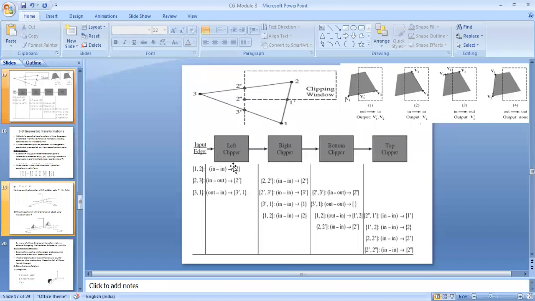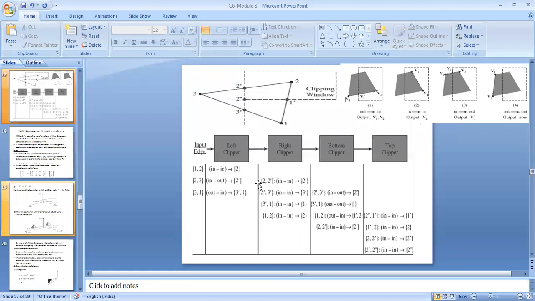Okay, so now these are the output of the first stage, my left clipper. Once I get the output of the first stage, that will be fed as an input to the second stage. That means the output I got in the left clipper will be passed as the input to the right clipper.